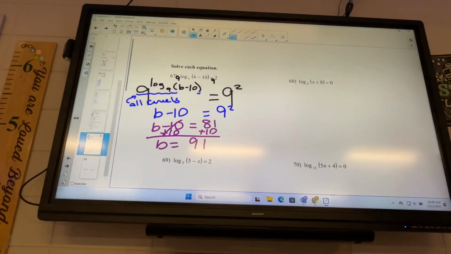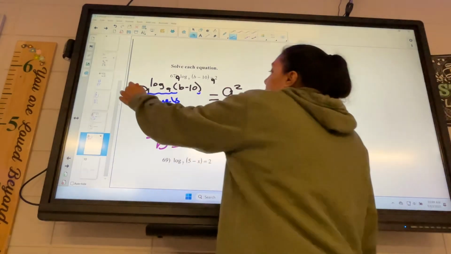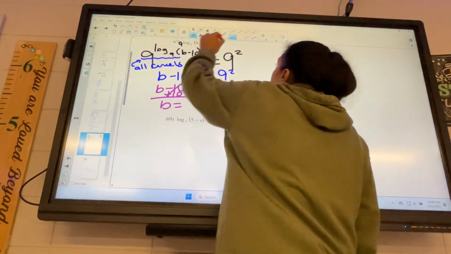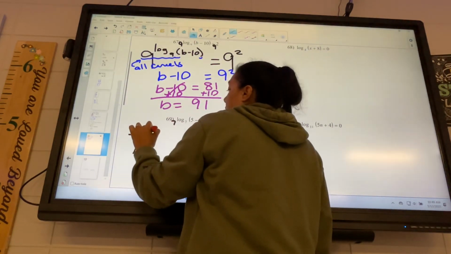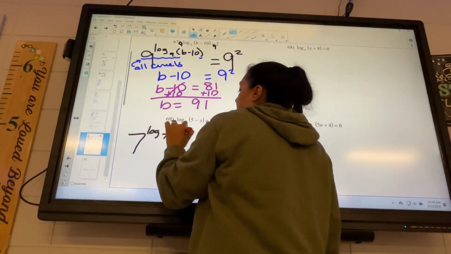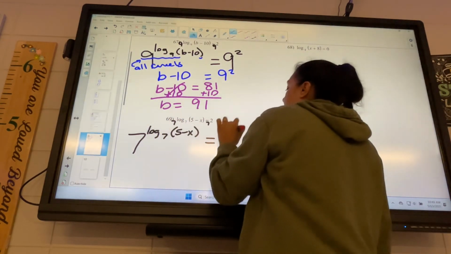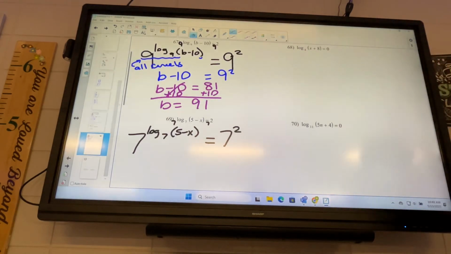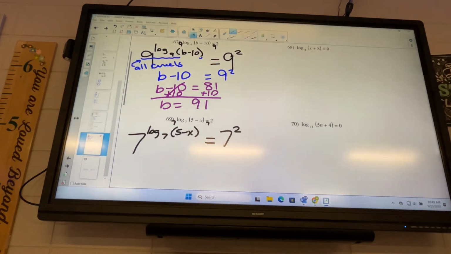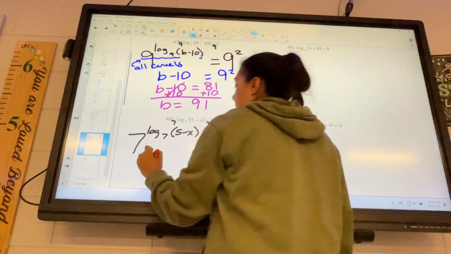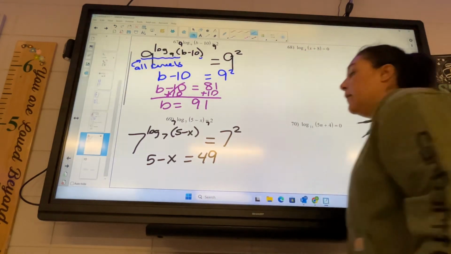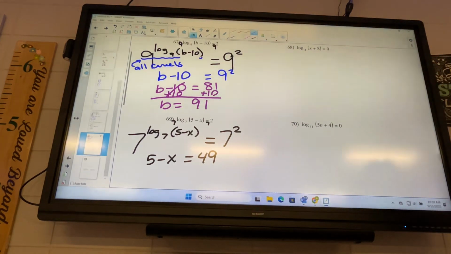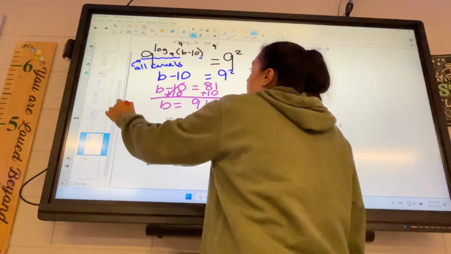Okay, so 69, we're gonna raise both sides to what? 7. The 7. Okay, so it's gonna look like 7 to the log base 7 of 5 minus x equals 7 to the 2 power. So we get left with 5 minus x equals 49. Then minus 5 on both sides.